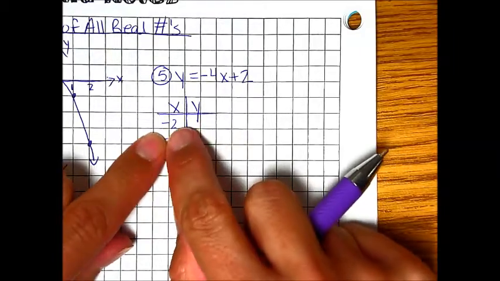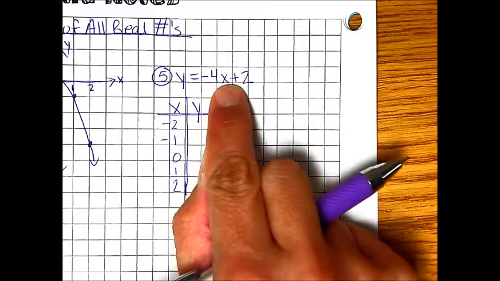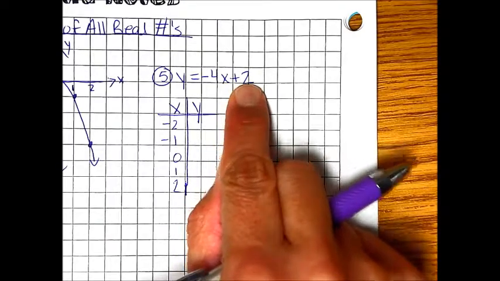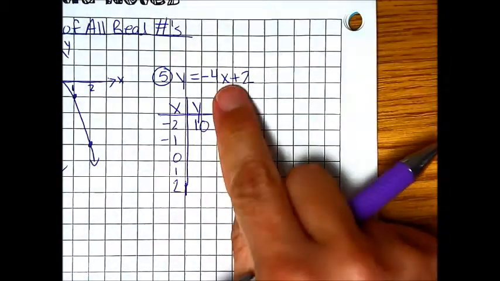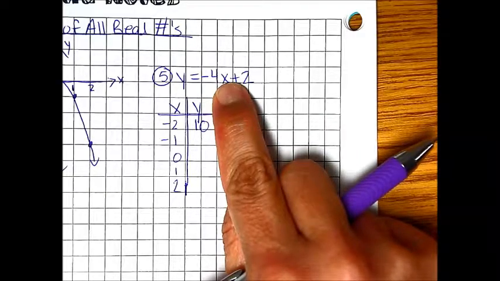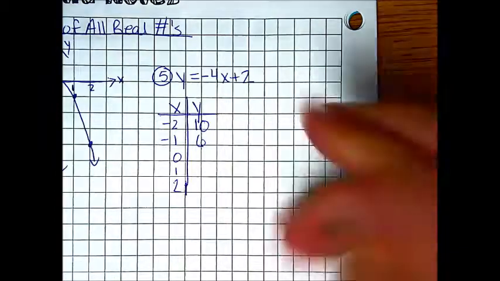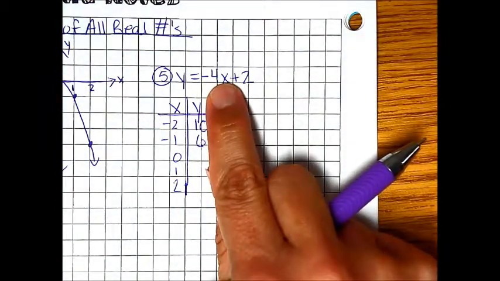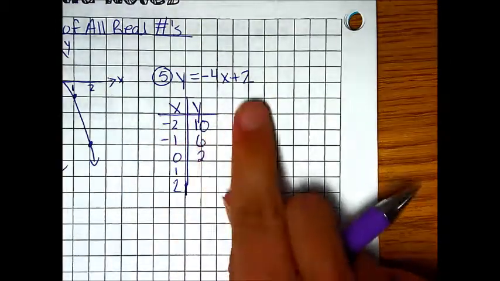But I think most of us can substitute that -2 in there mentally and say -4 times -2 would be +8. And then if we add 2, that would be 10. If I substitute in -1, -4 times -1 is 4. If I add 2, that's 6. If I substitute in a 0, -4 times 0 is 0. Add 2, that's 2.